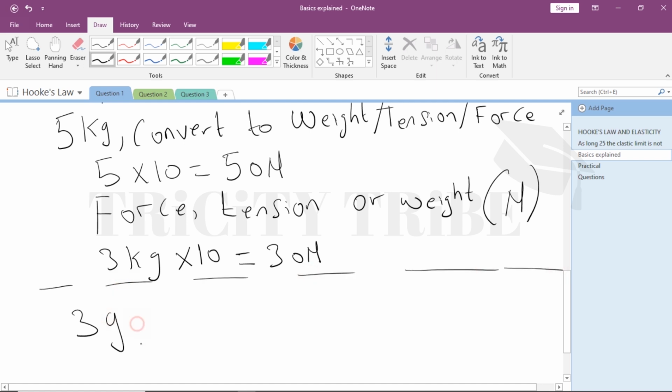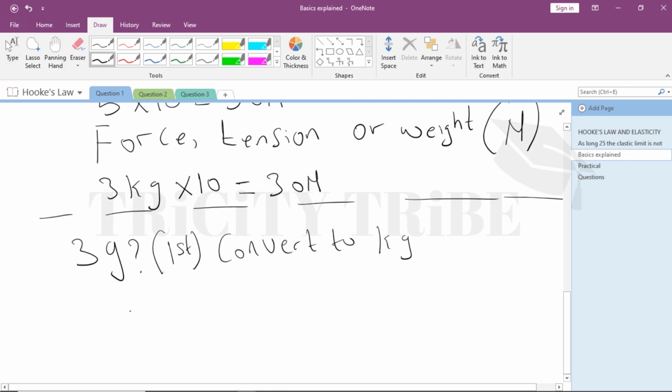What if I was given a mass of 3 grams? 3 grams is different from 3 kg, right? The first thing I need to do is convert my 3 grams to what? To kilogram. And how do I do that? I divide my 3 grams by what? By 1000.